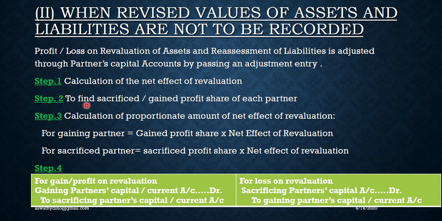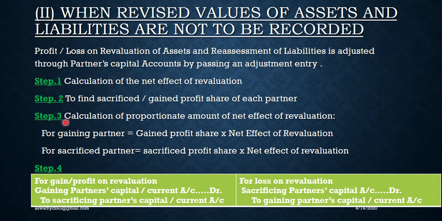Now then, to find the sacrificed or gained profit share of each partner. Okay, so who all are the partners, who is gaining, who is sacrificing, how much is the gained share, how much is the sacrificed share, that you have to find out by the equation: sacrificing ratio is equal to old minus new. And if you are getting a positive figure as the answer, that is a sacrifice, and if you are getting a negative figure, it will be a gain. Sacrificing ratio is equal to old minus new if you put in that equation.